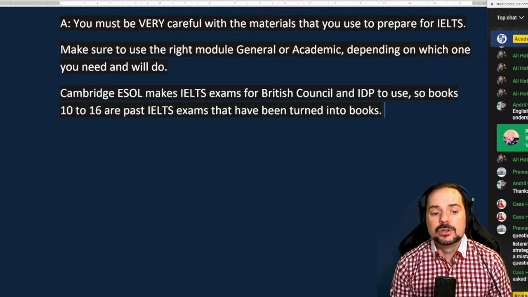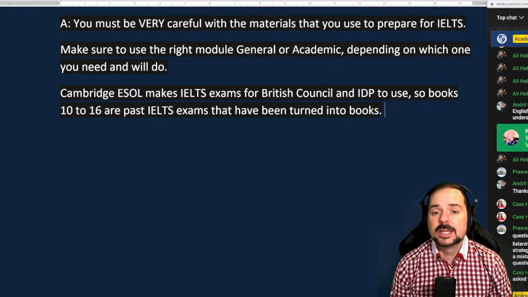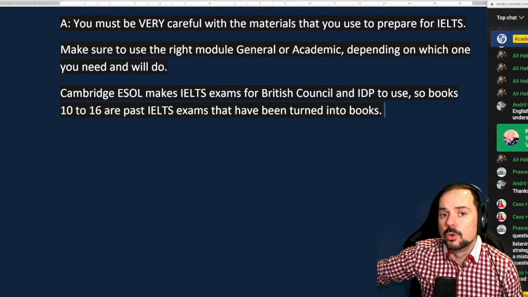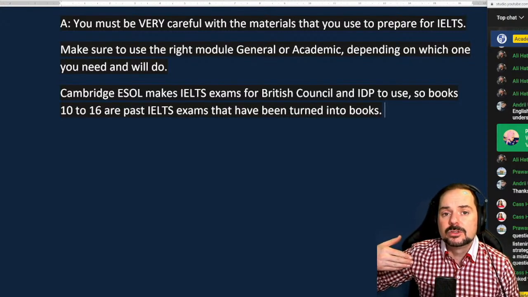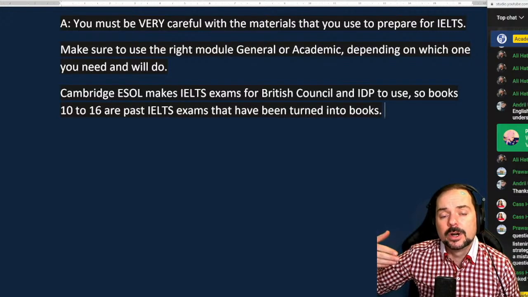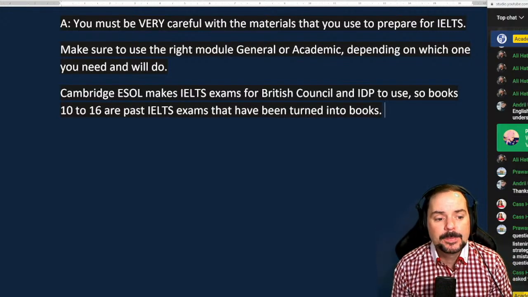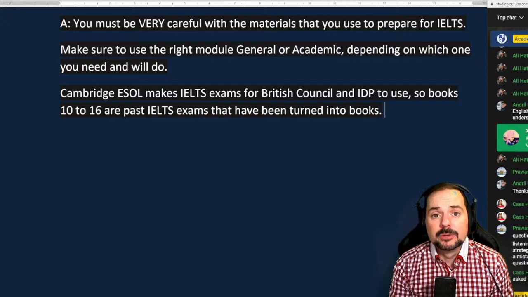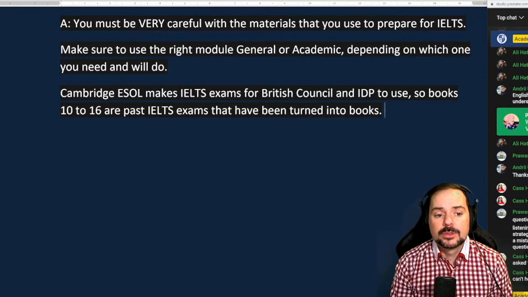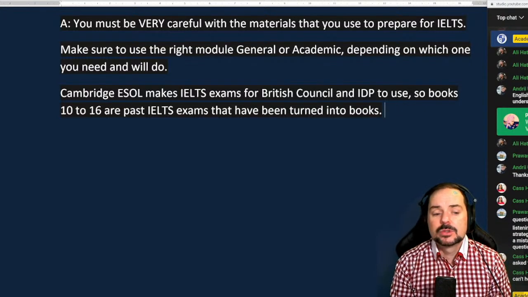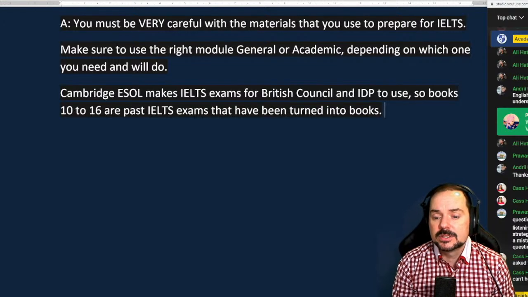Okay, so if you're using Cambridge books, especially 10 to 16, great. If you start using books that are older than 10, you get into older versions of the IELTS that aren't up to date, and they can be a little bit different in difficulty and so forth. So Cambridge ESOL makes IELTS exams, so using Cambridge books 10 to 16 is great.